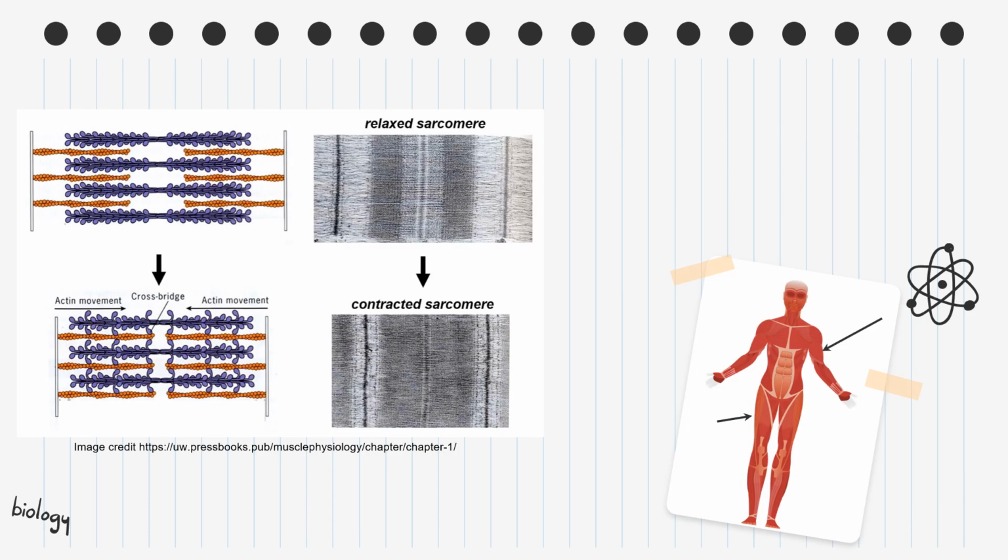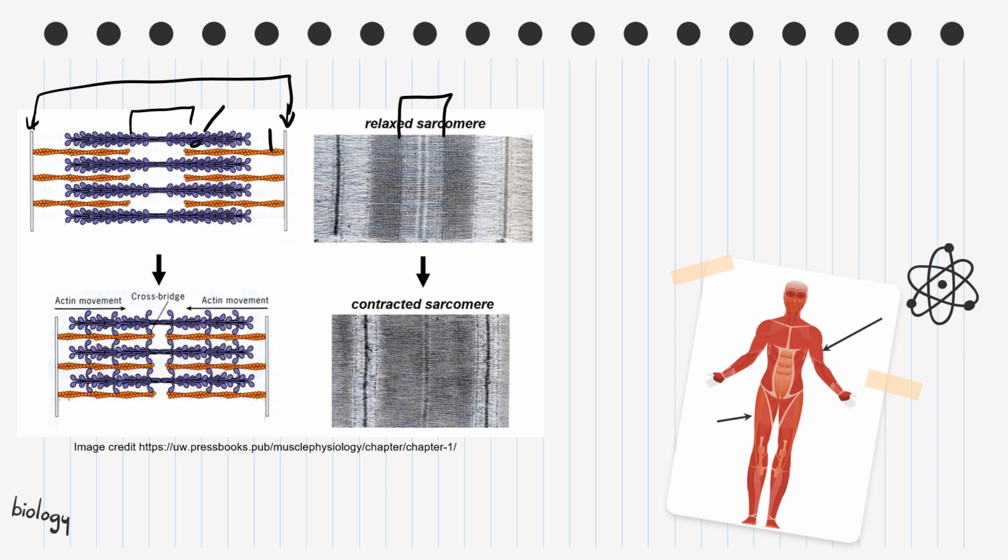Here we have some lovely images of relaxed and contracted sarcomeres. Again, we've got our Z disc, so the whole thing is a sarcomere. Myosin, actin, myosin heads. This is relaxed. Notice how nice and wide is my H zone. That H zone, so nice and wide.